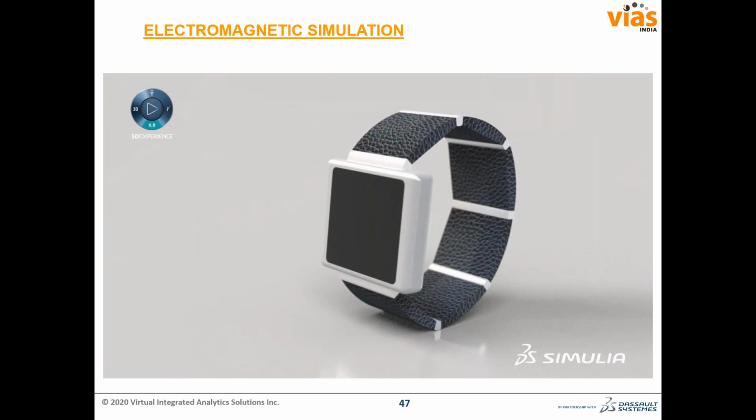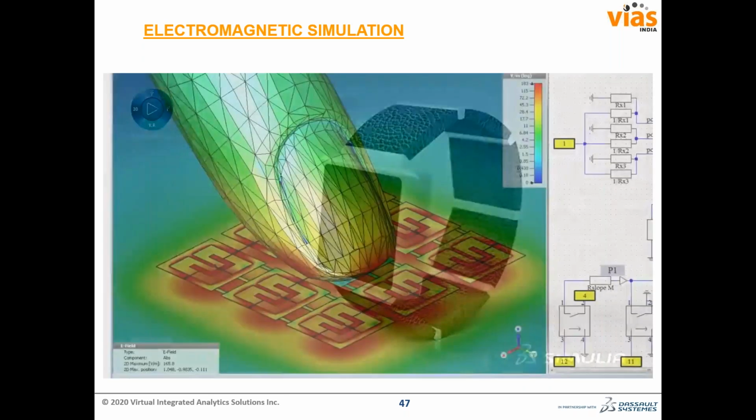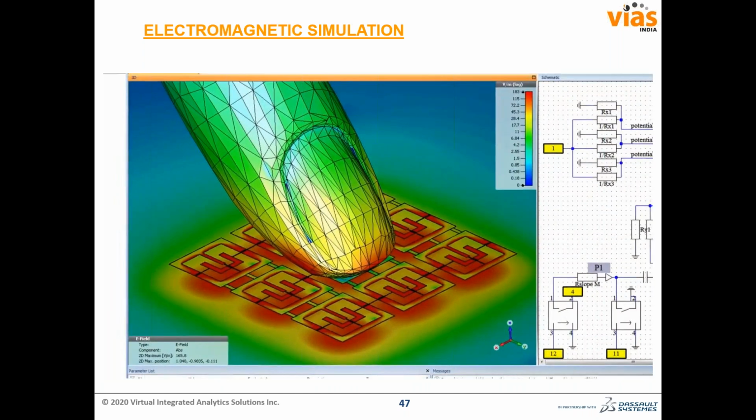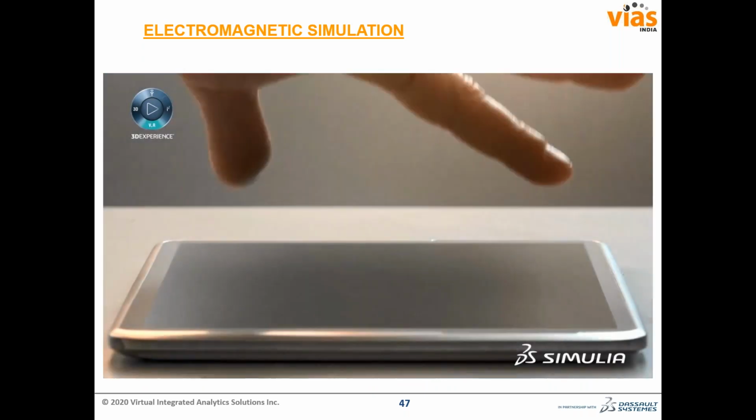Another critical component of a smartwatch is the touch screen. Simulating pressure-based sensing requires coupling between the electrical and structural simulations to ensure the screen is sensitive, but not too sensitive.